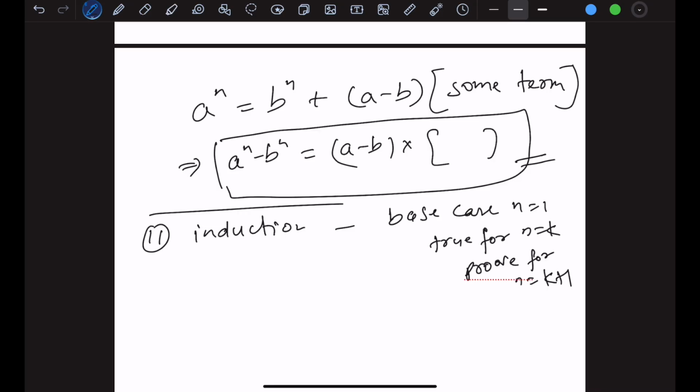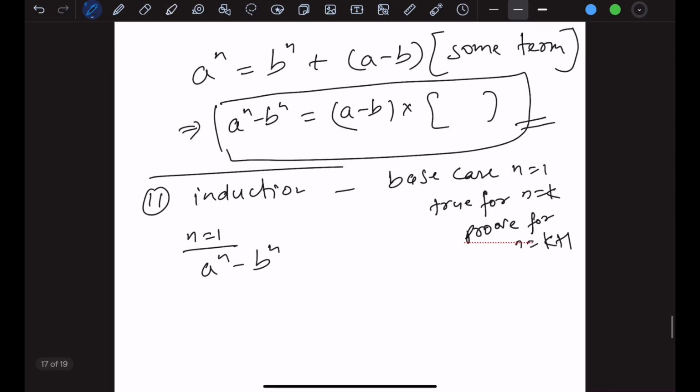So we take the base case. When n is equal to 1, our a to the power n minus b to the power n is equal to a to the power 1 minus b to the power 1 is equal to a minus b. And a minus b is divisible by a minus b, right? So for n is equal to 1, this is correct.